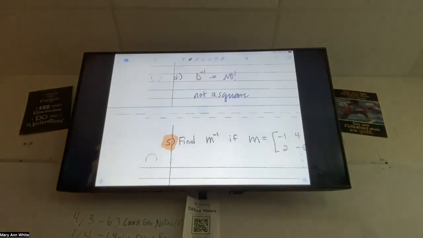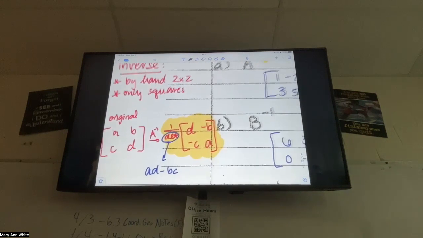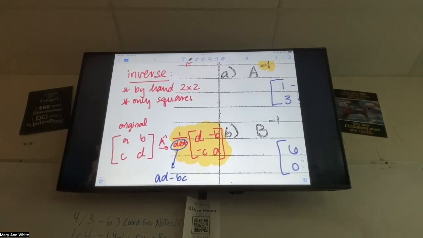If you forgot, remember on our notes, this is what we talked about for inverses of a 2x2 matrix yesterday. So I'm going to be quiet. I want you to try this on your own, or with a friend, and then we'll talk about it together.